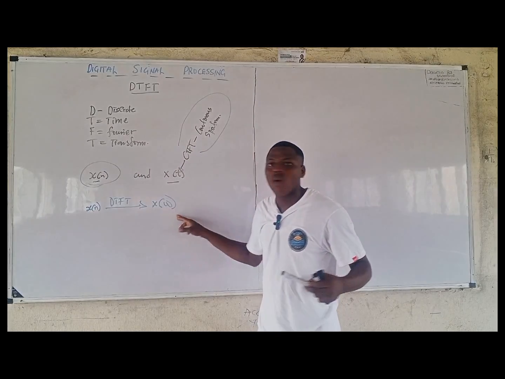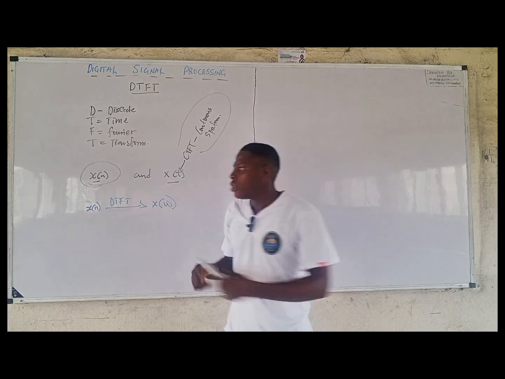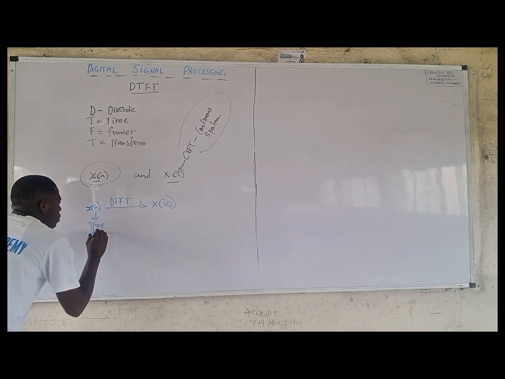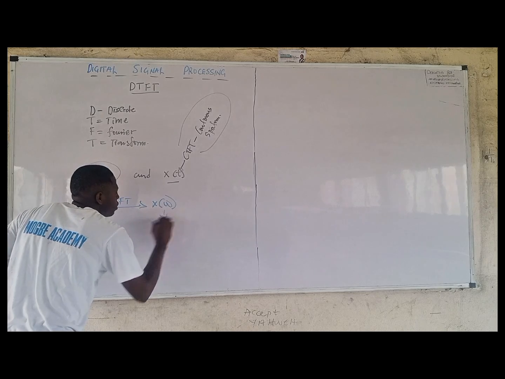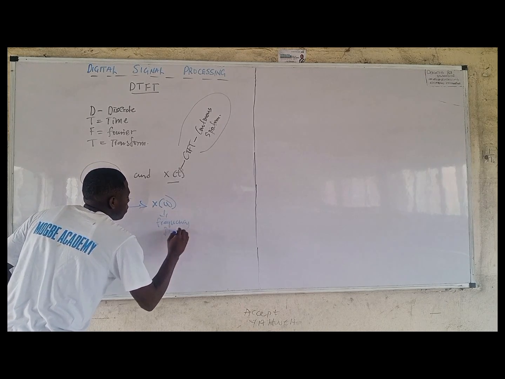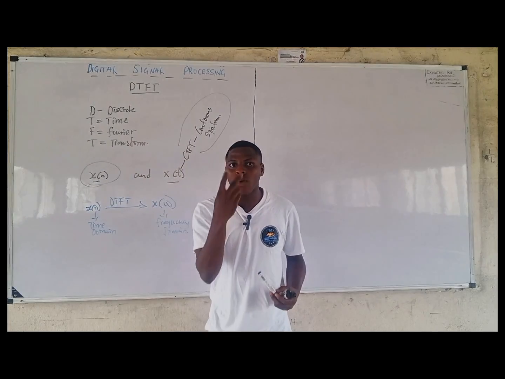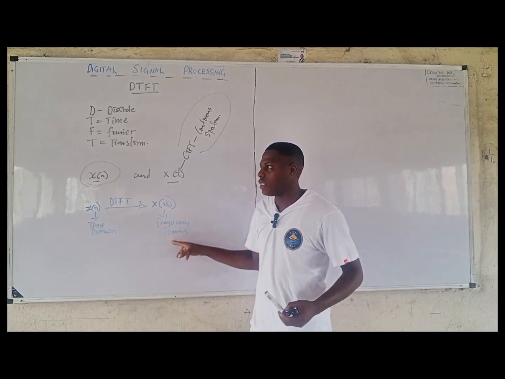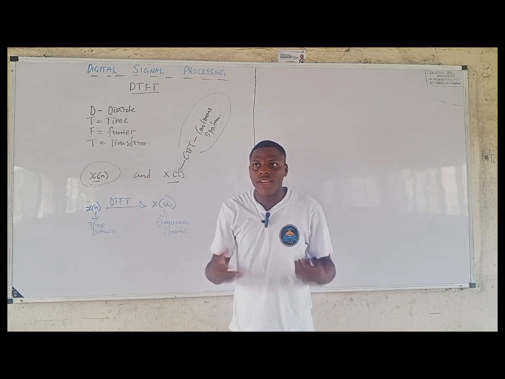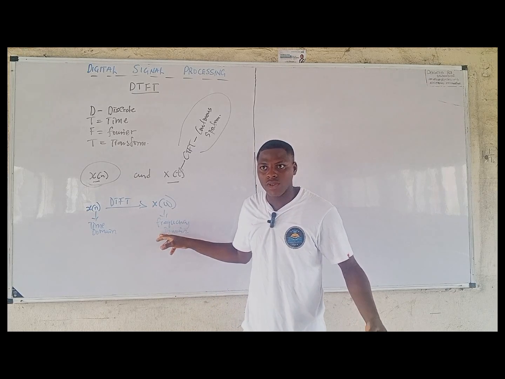Now, this signal here is what we call the frequency domain. This part is what we call the frequency domain, and this part is what we call your time domain. So basically, our interest is two paramount things: your time domain and your frequency domain. So when you apply a DTFT to a signal, the first thing that should come to your mind is, I'm going to get the frequency domain. Are we together?